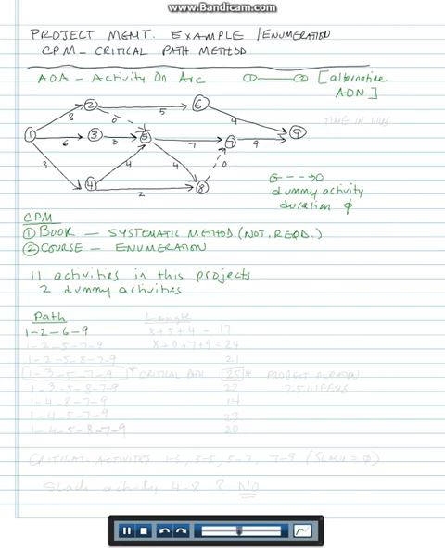Then we go from 1 to 2 to 5 to 7 to 9. 1, 2, 5, 8, 7, 9. 1, 3, 5, 7, 9. 1, 3, 5, 8, 7, 9. 1, 4, 8, 7, 9. 1, 4, 5, 7, 9. And then 1, 4, 5, 8, 7, 9.